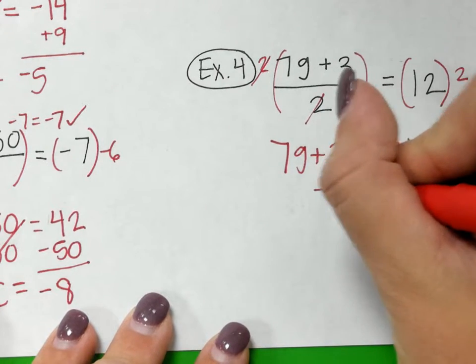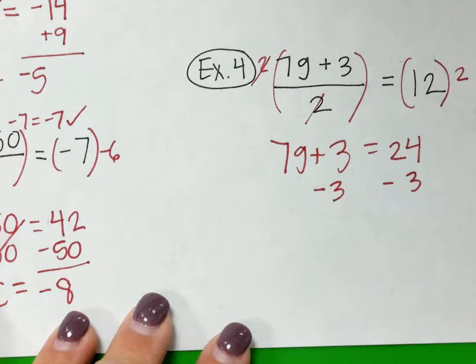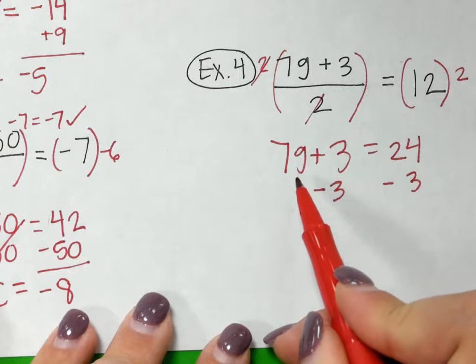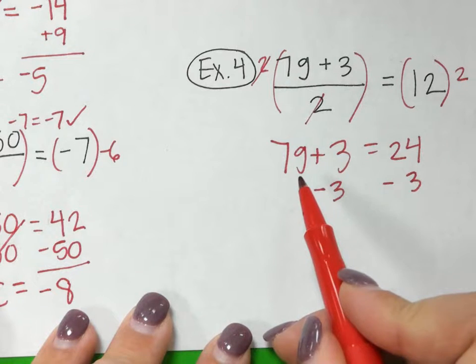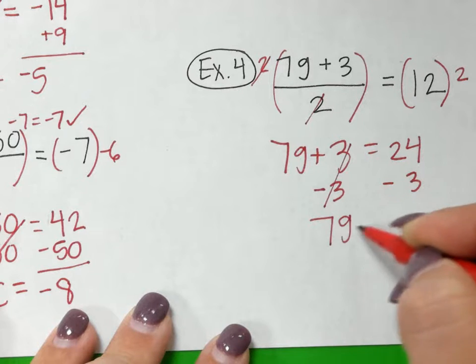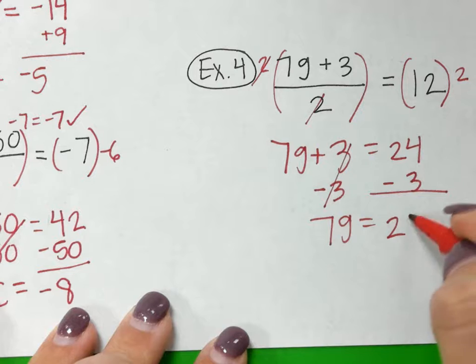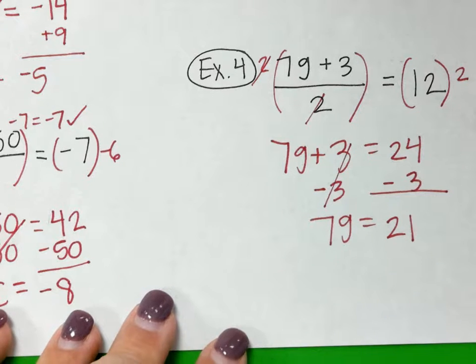I need to subtract first before I divide. So subtract 3 from both sides. Because remember, I have to get that variable by itself. So variables on one side and constants on one side. So that leaves me with 7G equals, what's 24 minus 3? 21. Here's where I have an extra step.